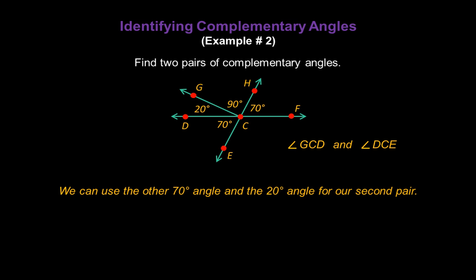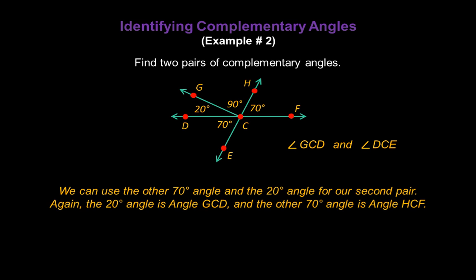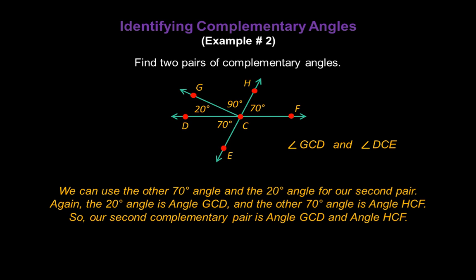We can use the other 70-degree angle and the 20-degree angle for our second pair. Again, the 20-degree angle is angle GCD, and the other 70-degree angle then is angle HCF. So our second complementary pair is angle GCD and angle HCF.